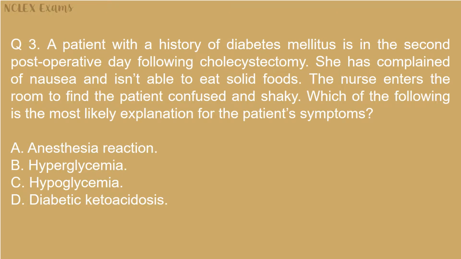Question 3. A patient with a history of diabetes mellitus is in the second post-operative day following cholecystectomy. She has complained of nausea and isn't able to eat solid foods. The nurse enters the room to find the patient confused and shaky. Which of the following is the most likely explanation for the patient's symptoms? A. Anesthesia reaction. B. Hyperglycemia. C. Hypoglycemia. D. Diabetic ketoacidosis.